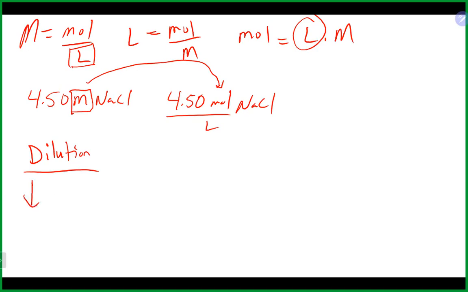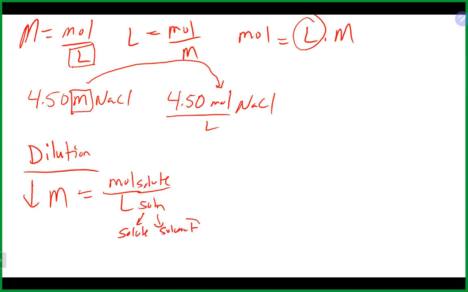And again, the reason we see the molarity go down is because molarity is equal to moles of solute divided by liters of solution. And the solution is the solute and the solvent. And by adding more solvent, what we're doing is basically adding more to the denominator there, making that a larger number. And the result of that is, again, our molarity will go down.